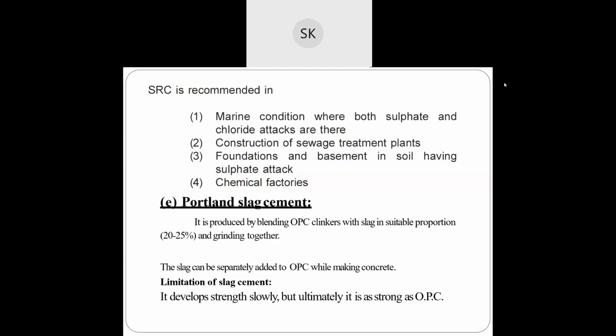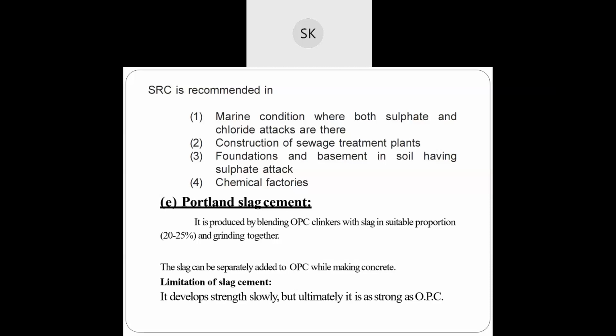Now next is Portland slag cement. It is produced by blending OPC clinkers with slag in suitable proportion and grinding together. The proportion will be 20 to 25%. The slag can also be separately added to OPC while making concrete. So basically, Portland slag cement is a combination of OPC plus slag, and the proportion of slag should be 20 to 25%. And the limitation of this is it develops strength slowly, but ultimately it is as strong as OPC.